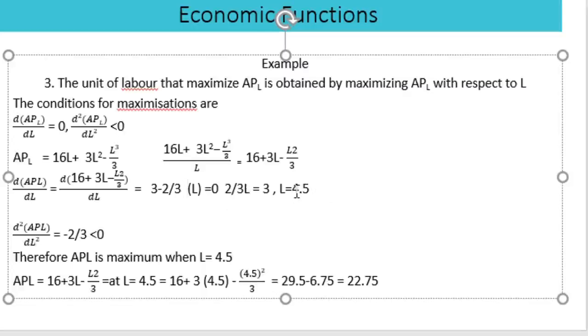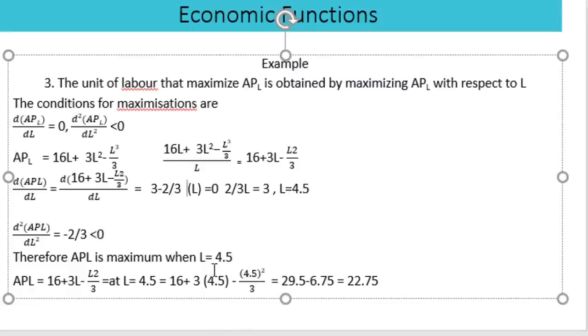2 by 3 L equal to 3 means 9 equals 2L, therefore L equals 9 by 2 equals 4.5. Then d square APL by dL square equals the differential of this function, the differential of 3 is 0, minus 2 by 3 L is minus 2 by 3. This is less than 0. Therefore, APL is maximum at L equal to 4.5.